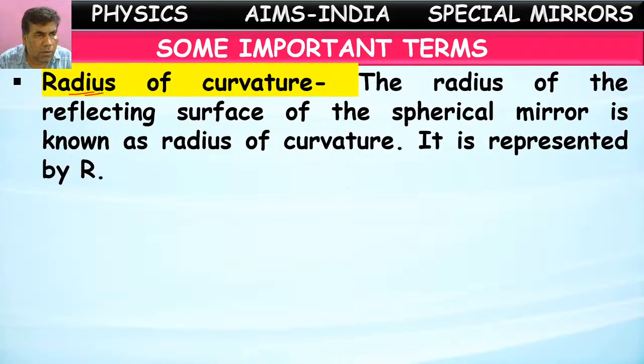Radius of curvature. What is radius of curvature? From pole to center of curvature, PC. This distance is known as radius of curvature, represented by R.